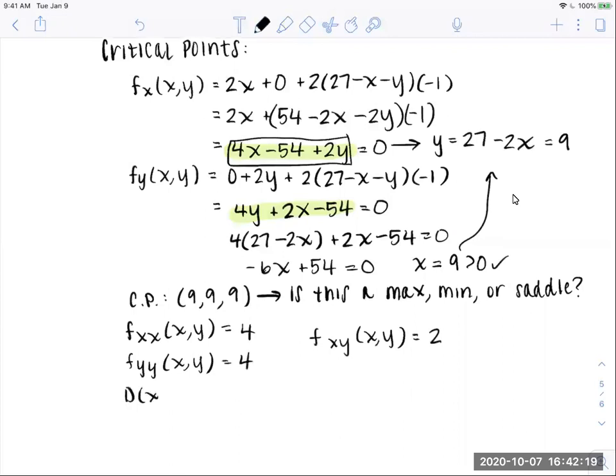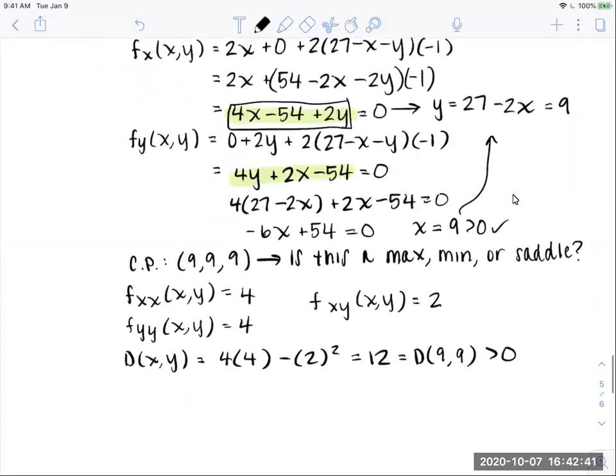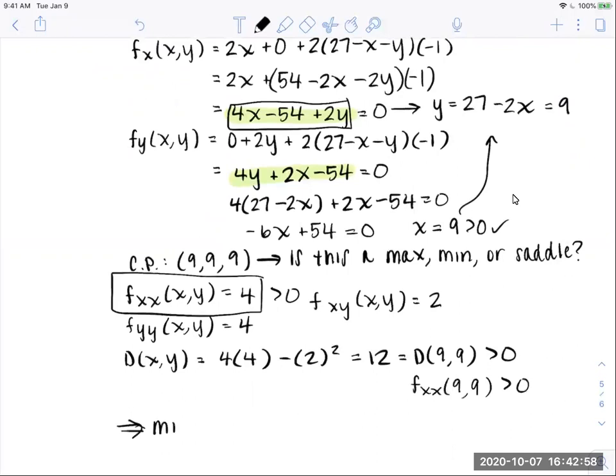So our D equation is 4 times 4 minus 2 squared, 16 minus 4 is 12. This happens to also equal D of 9, 9 since it's constant, and that is positive. So remember, there were two cases in the second partials test. If D is positive, you then needed to go and look back at f sub xx, but notice here it's constant and it's always positive. So f sub xx at 9, 9 is also positive. And so by the second partials test, we conclude that we have a minimum.